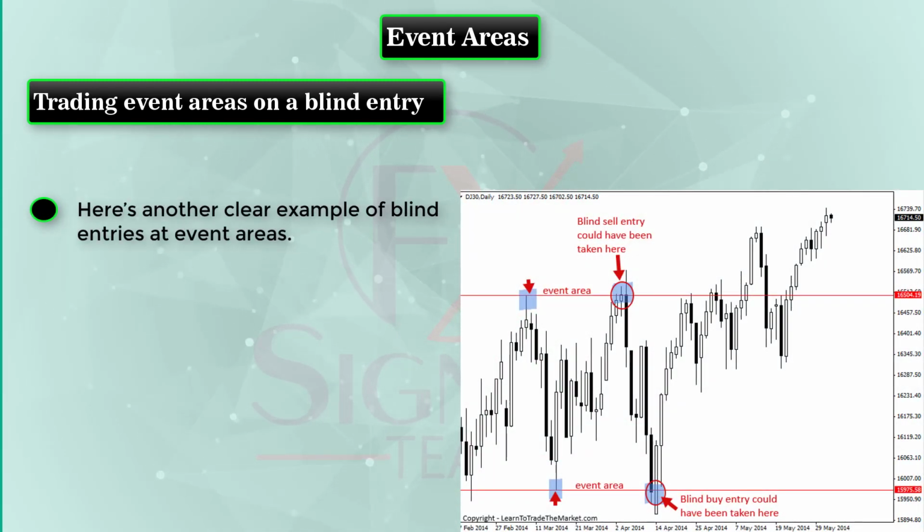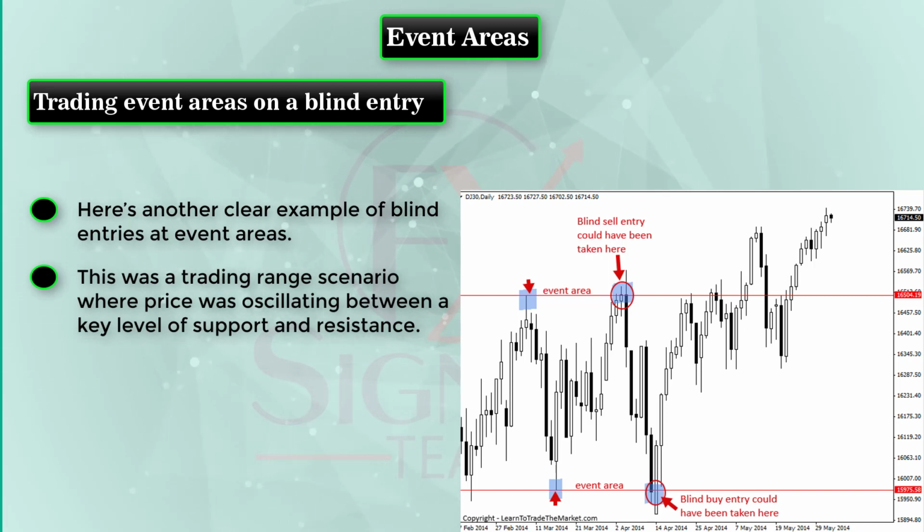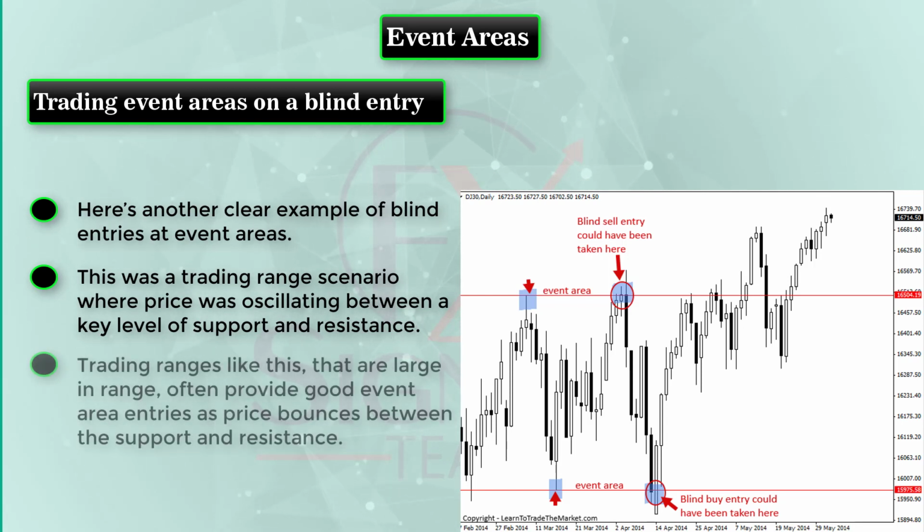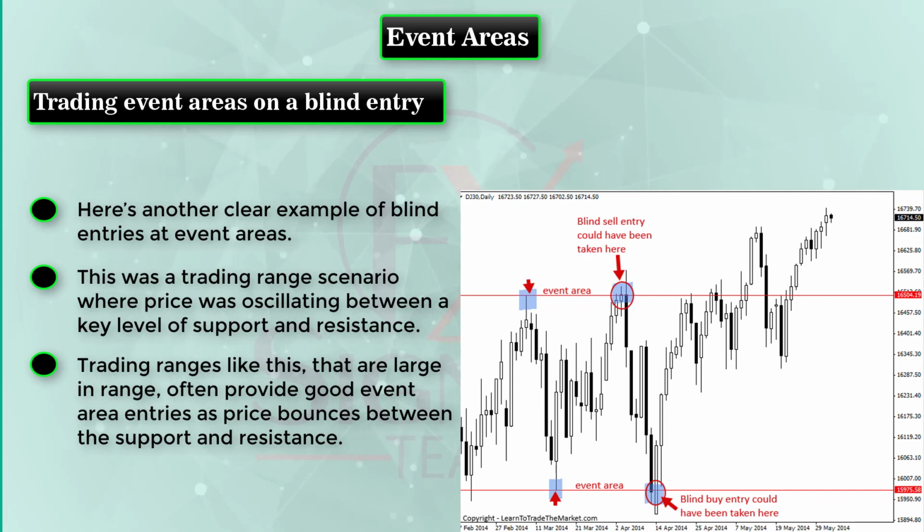Here's another clear example of blind entries at event areas. This was a trading range scenario where price was oscillating between a key level of support and resistance. Trading ranges like this, that are large in range, often provide good event area entries as price bounces between the support and resistance.